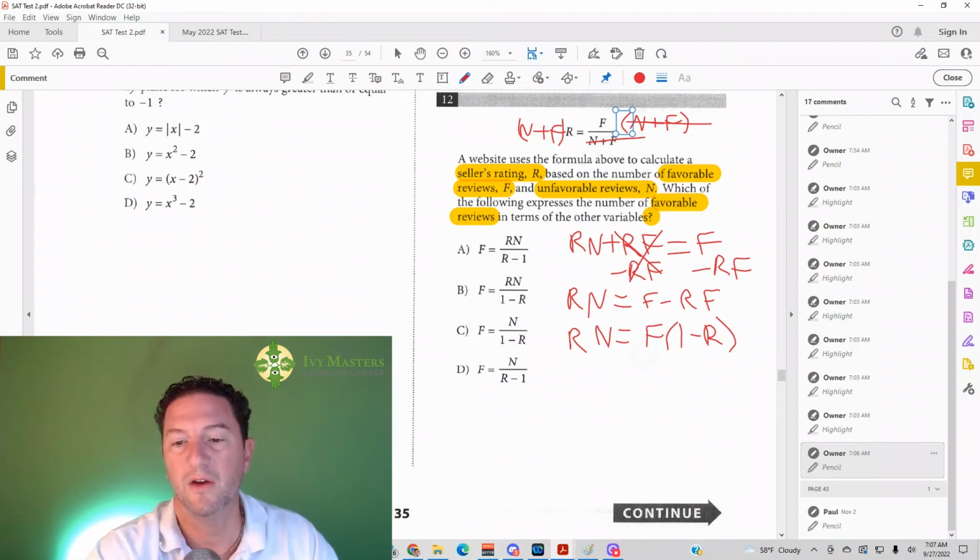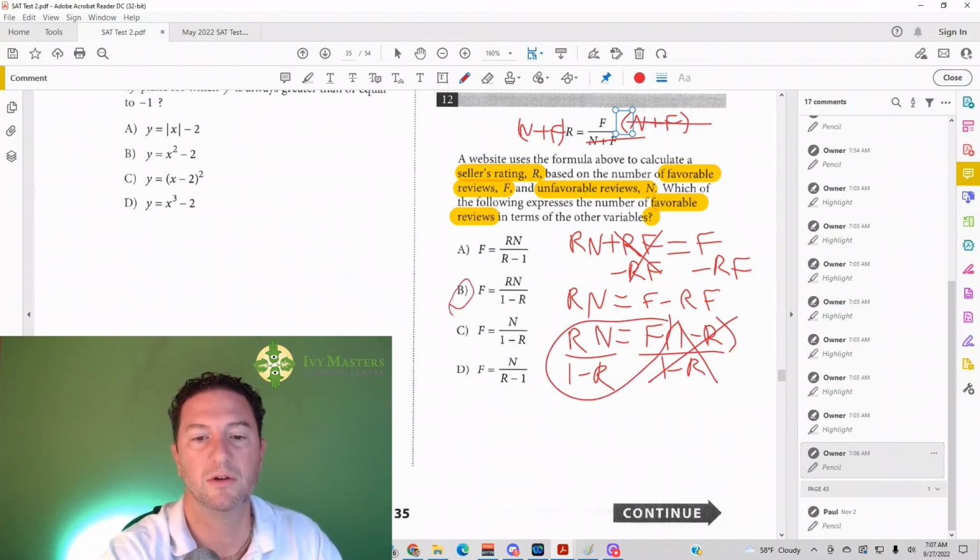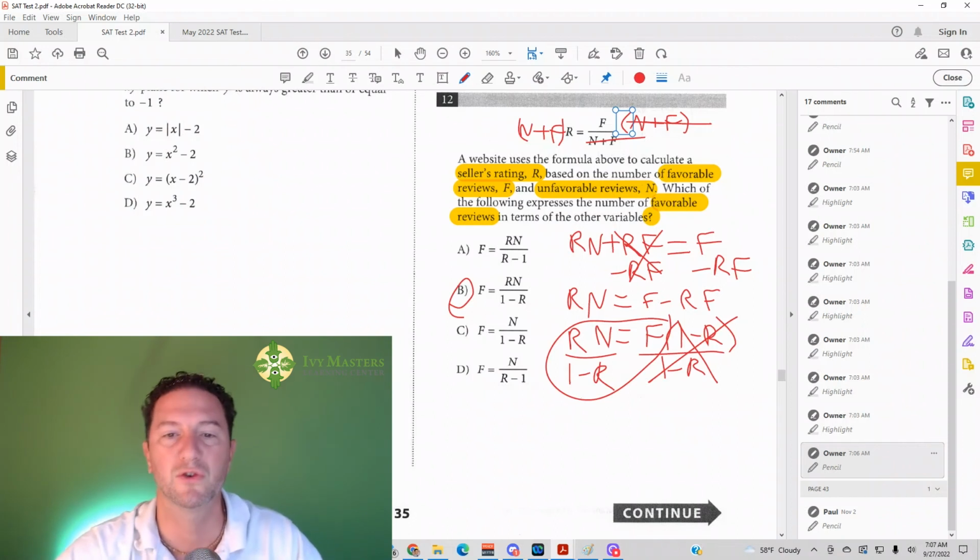And now to get the F alone, what I got to do is divide both sides by 1 minus R. And the 1 minus R's cancel there, and I get F equals Rn over 1 minus R, which is the same as I got before. Answer choice B is correct.